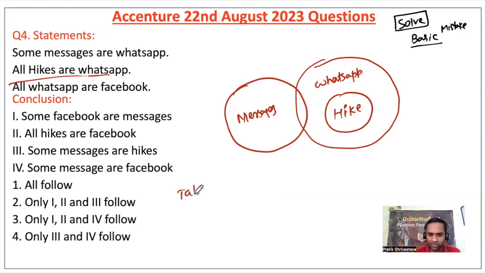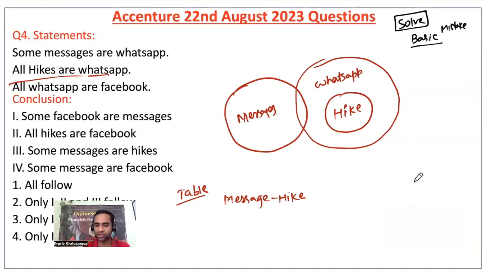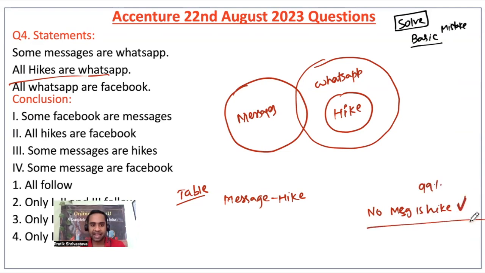Now, friends, you make one table here. You see, the relation between message and hike is not given. They just told that all hikes are WhatsApp. Now, if in the conclusion they mention no message is hike, then trust me, 99% of the students will mark it right, and they will go and comment on this YouTube video that, sir, your solution is wrong, no message is hike is true, because the concept is not clear for them.